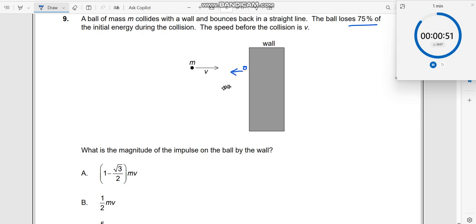Let us say E is the initial energy. It bounces back only with the energy of E by 4, right? 3E by 4 it has already lost. The speed before the collision is V. What is the magnitude of the impulse on the wall by the wall?